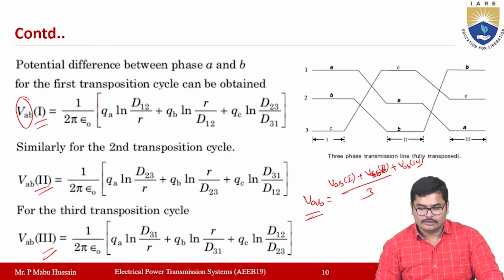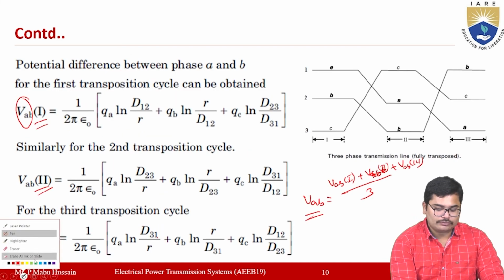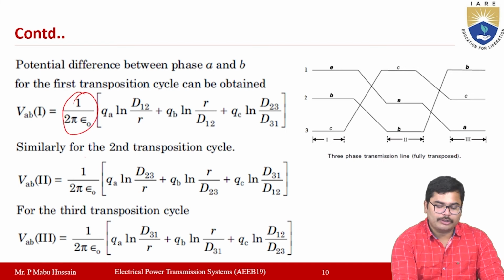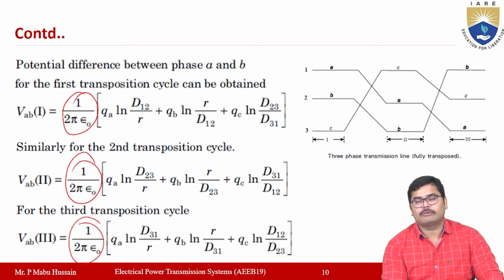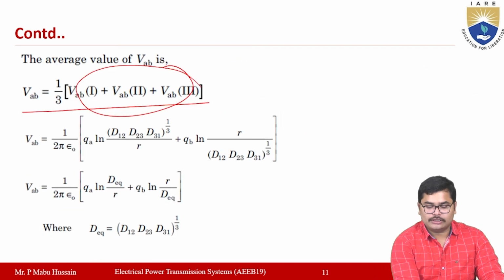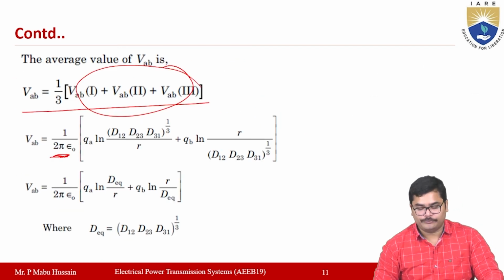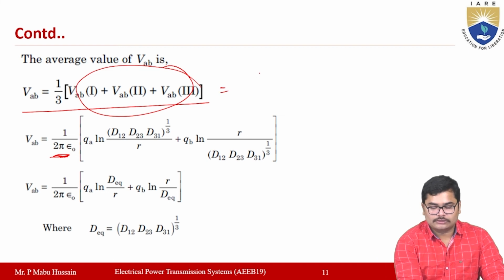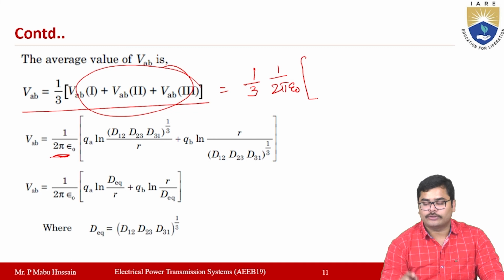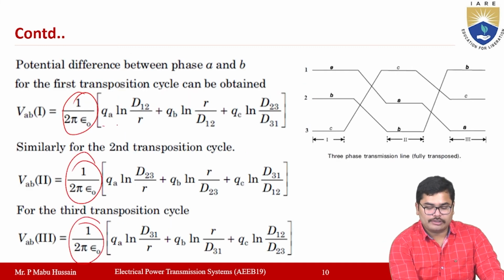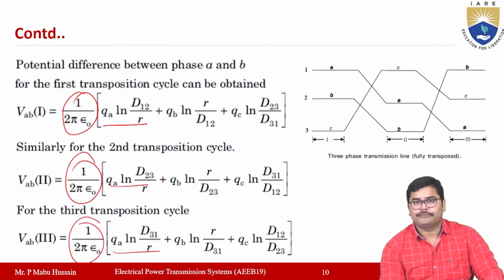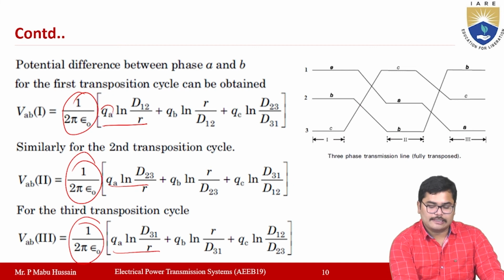Okay, so now see here. In all the terms, you have 1 by 2 pi epsilon naught, 1 by 2 pi epsilon naught, 1 by 2 pi epsilon naught. All have the same term, so you can take it out. So this value will be 1 by 2 pi epsilon naught, and you have 1 by 3 here. Then, if you see the first term in all three equations, QA is common here.